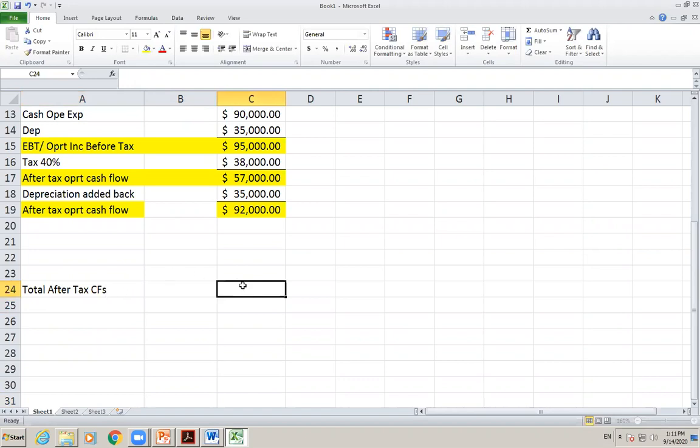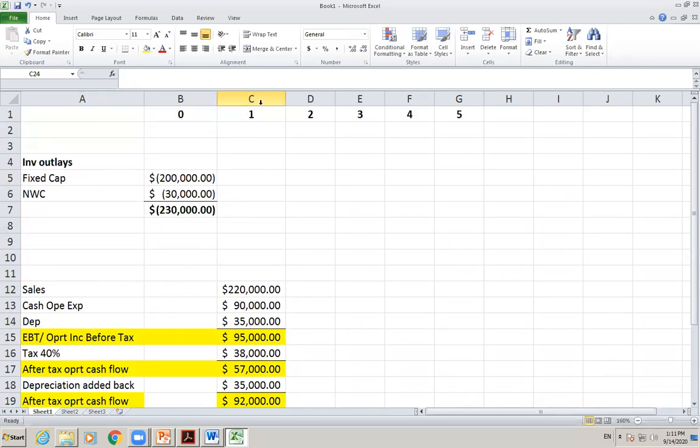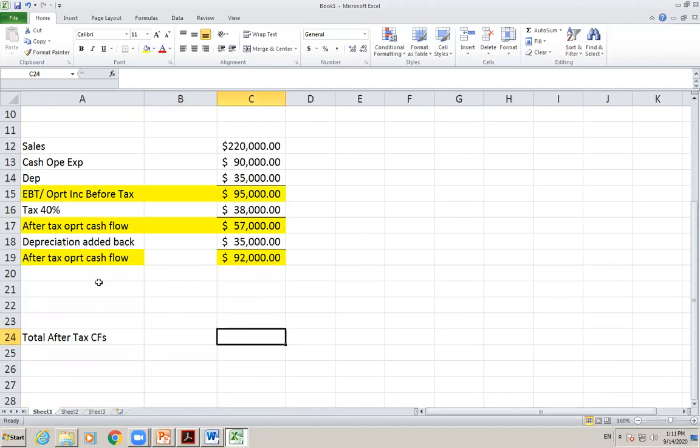Total after-tax cash flows. So we just calculated for 1 year. And apart from that, we need to calculate the terminal non-operating cash flow. Terminal non-operating cash flow, okay? This is something we need to calculate as well before counting the total after-tax cash flows.